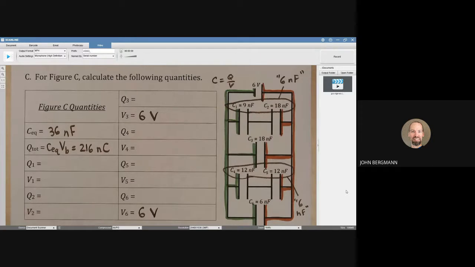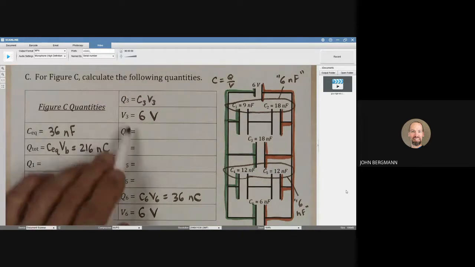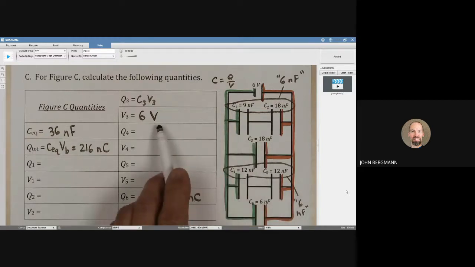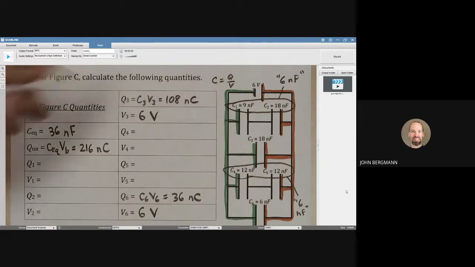All right, well, capacitance is Q over V, so Q is going to be C times V. Q6 is C6 times V6. And strangely, that comes out to be 36 nanocoulombs. Same thing up here. Q3 is going to equal C3 times V3. Well, C3 is right here, 18, and V3 is 6. 18 times 6 is 108 nanocoulombs.